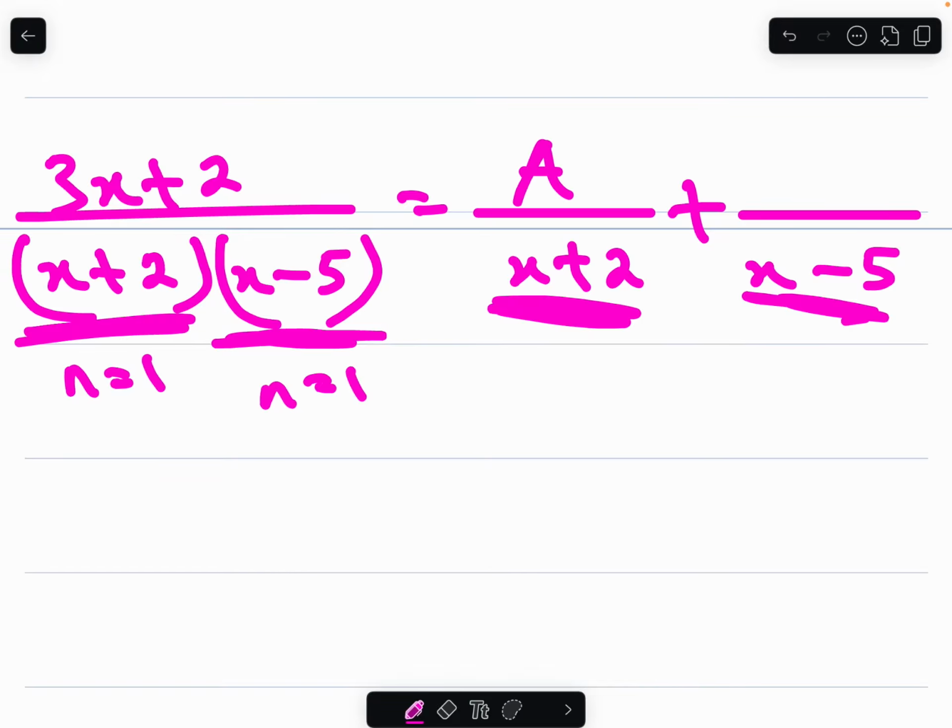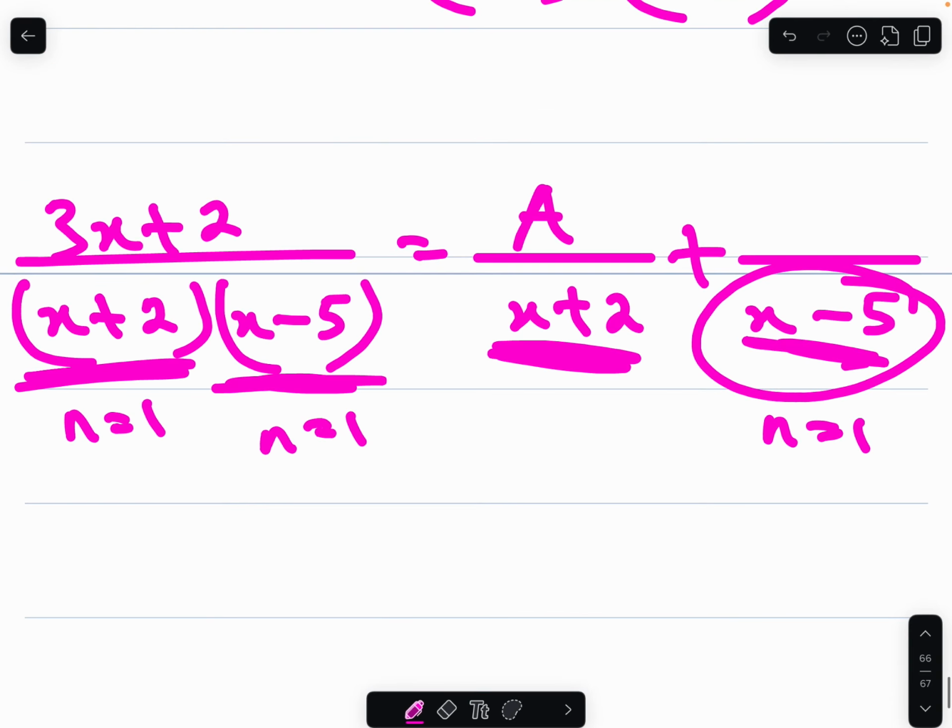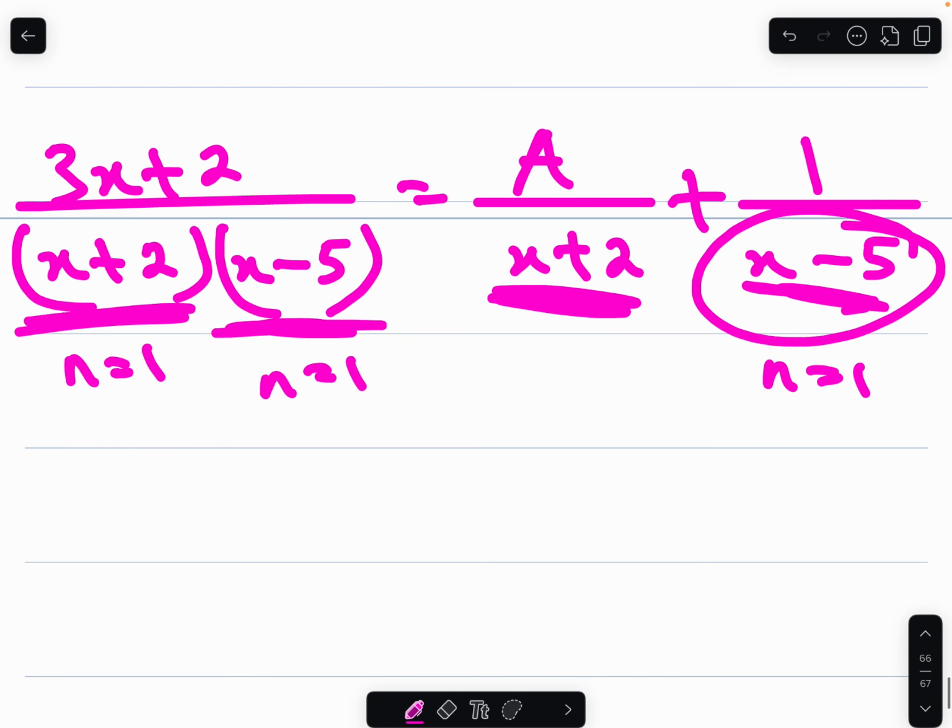So let's call that A. This is also a polynomial of degree 1, so the numerator of its partial fraction will be a polynomial of degree 0, which is a constant. We can call that B.